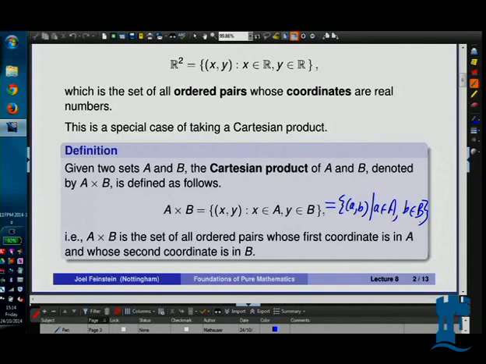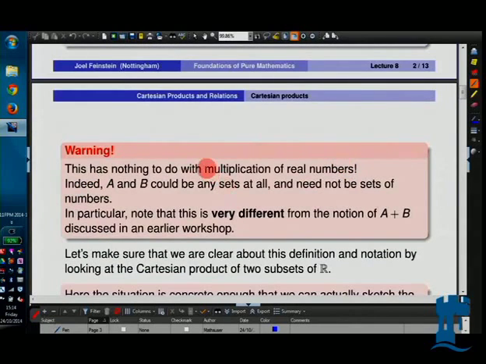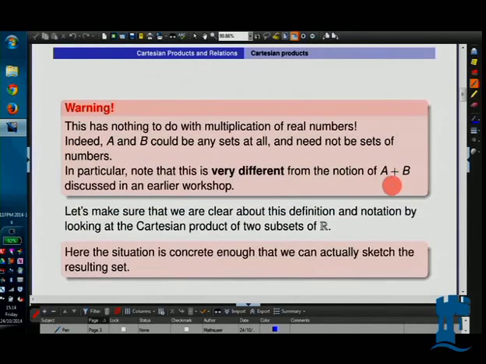Because a and b are dummy variables here, it doesn't matter whether you use x and y or a and b. It just means those ordered pairs where the first coordinate's in A and the second coordinate's in B. Right, so, as I said, it's nothing to do with multiplying real numbers. They can be any sets at all, and it's very different from what we did before when we were adding sets together. It's nothing like that.